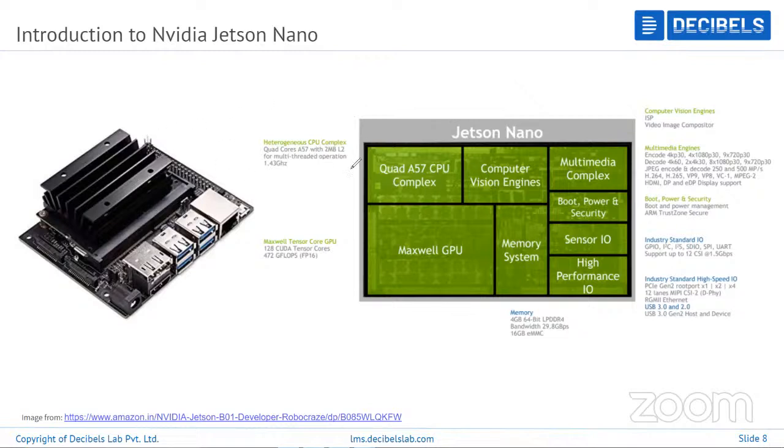As I was saying, like in a CPU, we have the CPU, a GPU, which is like our graphics card, and then memory. Then there's a computer vision engine and multimedia, then our power, and your input and output. So this is what a Jetson board is all about, from the hardware point of view.